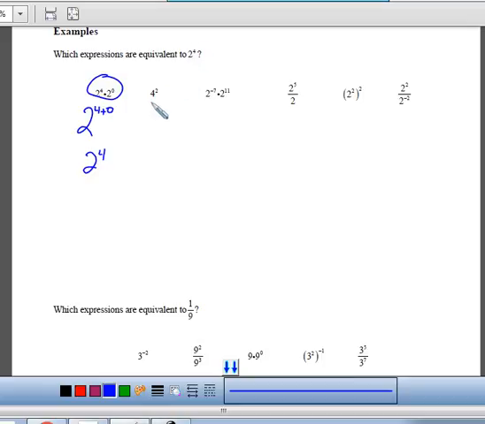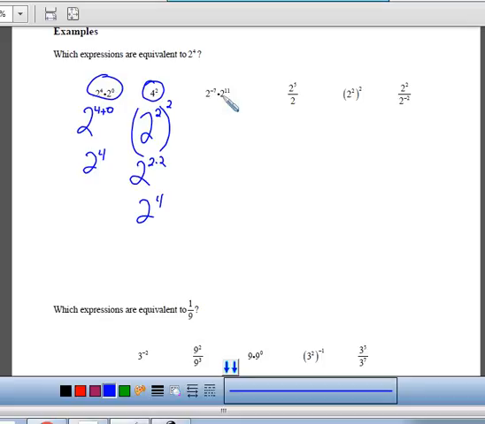But I want to show you this another way. 4 is the same as 2 to the 2nd power. And we're raising that to the 2nd power. So 2 to the 2nd raised to the 2nd is 2 to the 2 times 2, or 2 to the 4th power. This one works.